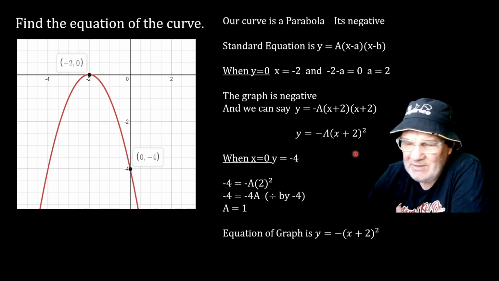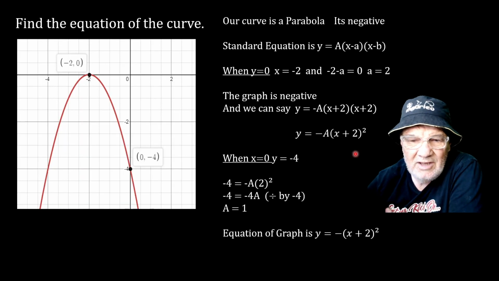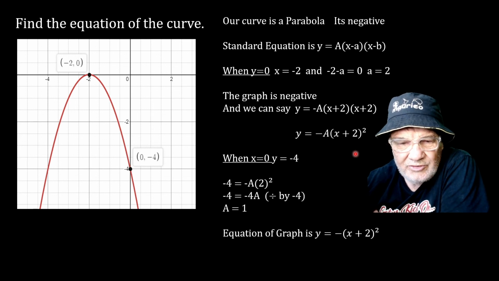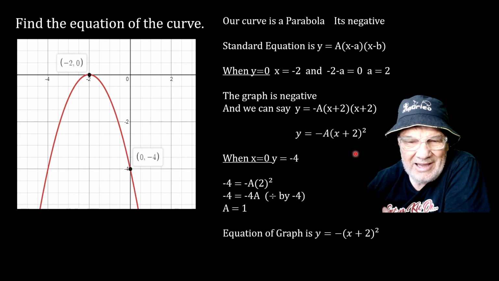So, yeah, that's it. I'm pretty sure that's the end of it. I'll just back the truck up. So there you go. The equation of that curve is y equals negative (x plus 2) all squared. Bloody marvellous.